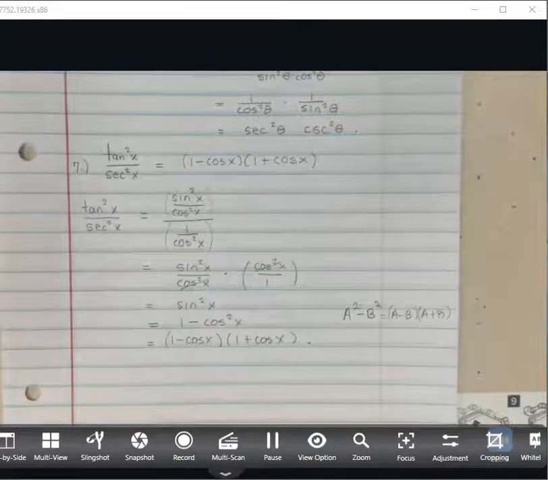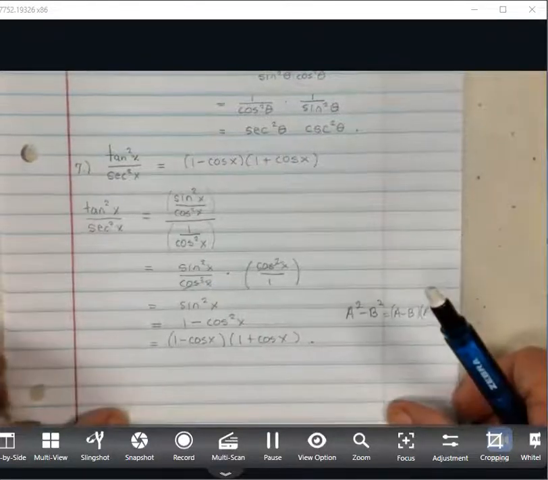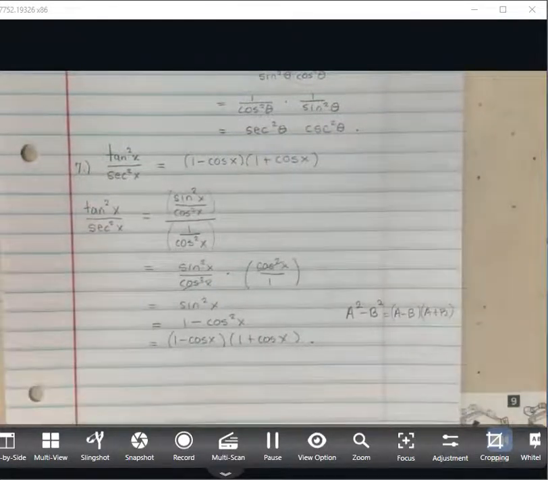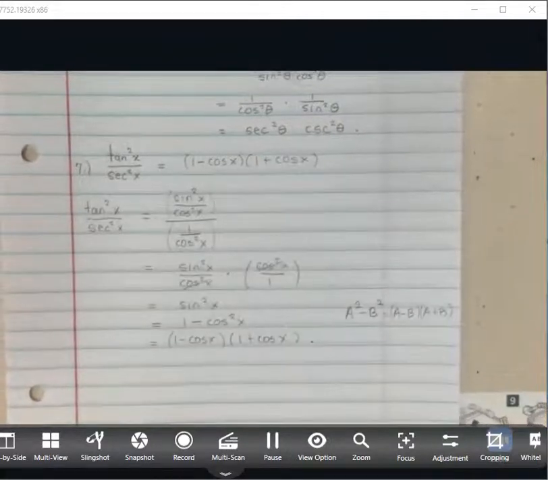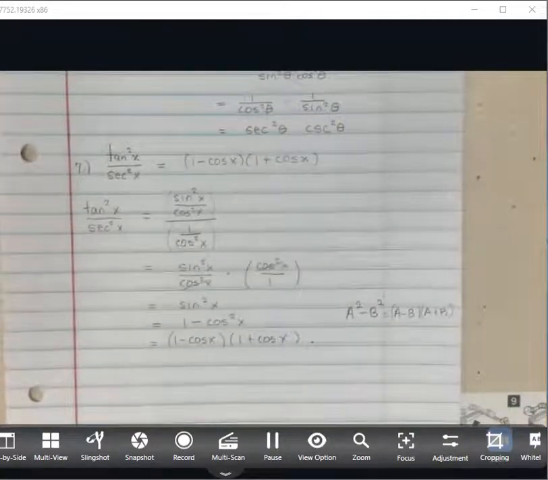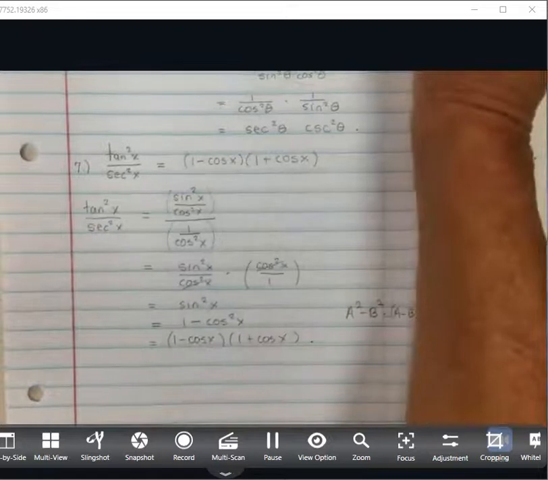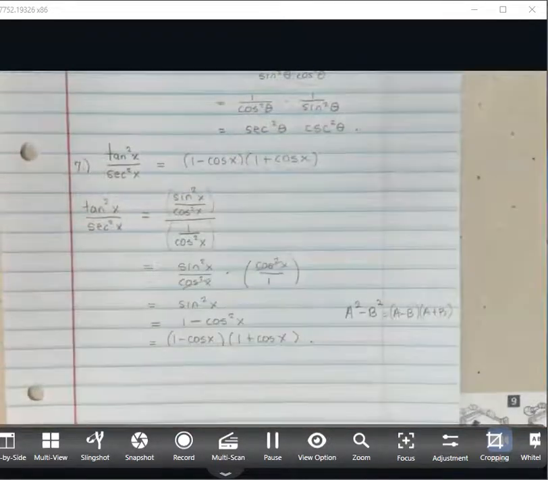All right, let me see if the next one's too long to put right here. That was 7. Number 8 has kind of a trick to it. What page number am I on? 1, 2, 3. That was page 4. How about a page 5 for you? Problem number 8.